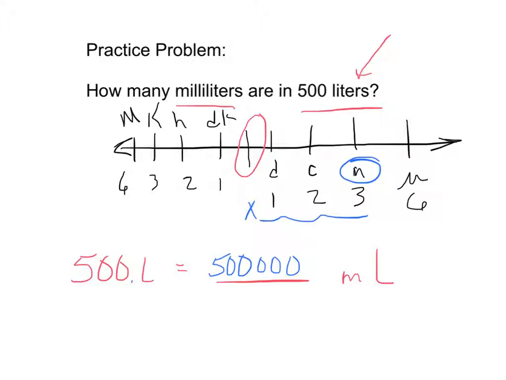So that would be 500,000 milliliters. Or from the lesson we just learned a little bit ago, to put this in scientific notation, would be 5.0 times 10 to the what? 1, 2, 3, 4, 5. Okay? That would be 5 times 10 to the 5 milliliters. And there would be my answer.